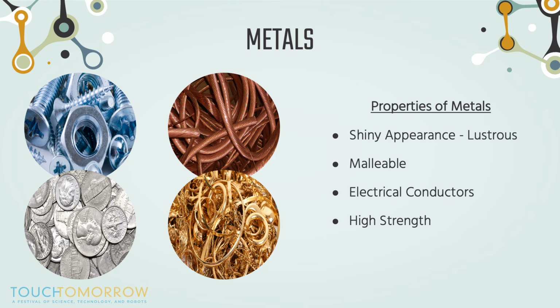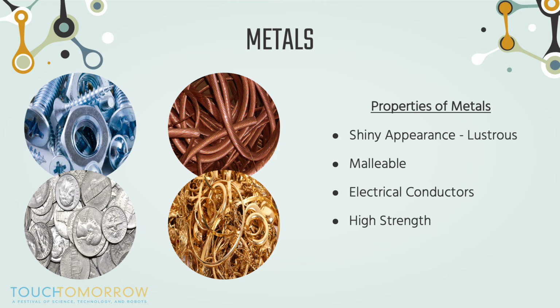Visually, metals can be identified by their shiny appearance, like you see with coins and jewelry. Metals are malleable, which means they can be bent or hammered into thin sheets without breaking, like aluminum foil. They're great electrical conductors, meaning electrons can easily flow between atoms to produce electricity.